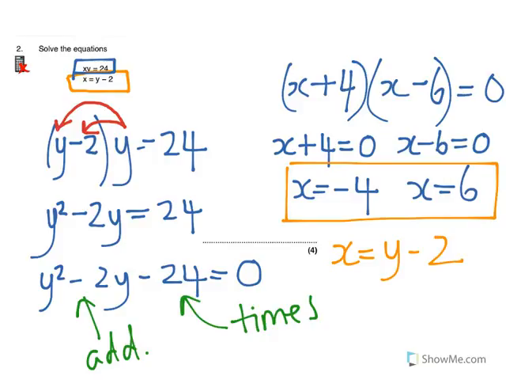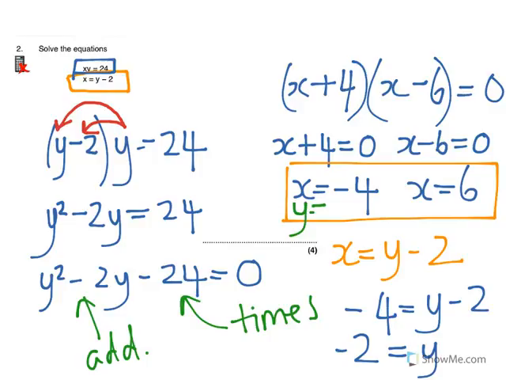So what I'm going to do here then is put in the y values that I know. So for the first one, I would get x equals minus 4 minus 2. And then that gives me x equals minus 6. So I now know the x coordinate for that one, which is minus 6.